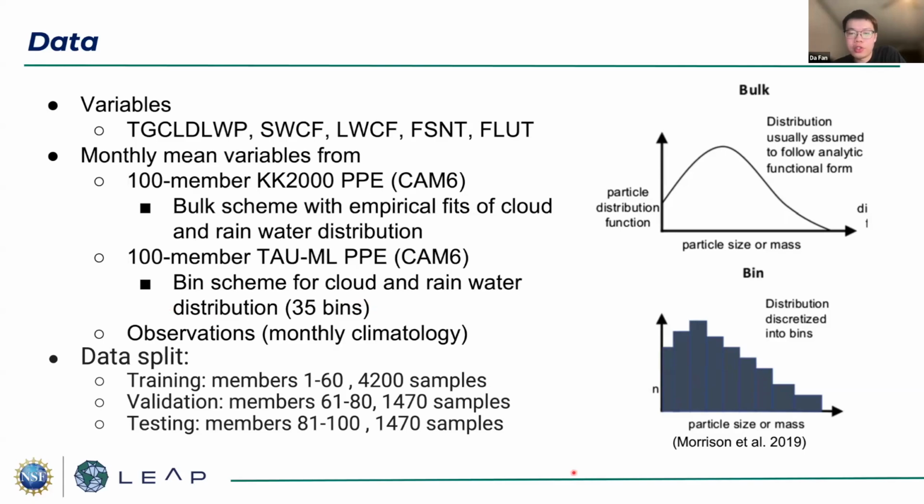And the last source is the observation, the monthly climatology observations as a benchmark to evaluate which parameter setting and which parameterization scheme is able to reduce the discrepancies relative to observations. And for the data split, we split the ensemble data into 3 parts. Members 1 to 60 are the training data, members 61 to 80 are the validation, while the last 20 are the testing.